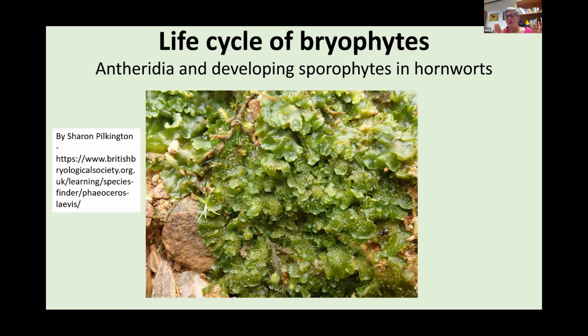So these are dioecious, and they have basically either male thalli or female thalli. The male thalli are completely covered with antheridia. So this is what they look like in these two species of hornworts. And if you look at the top of the picture, there is a female thallus with really young developing sporophytes at the top.